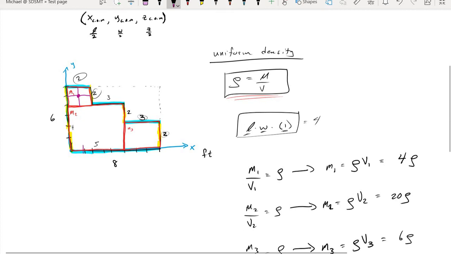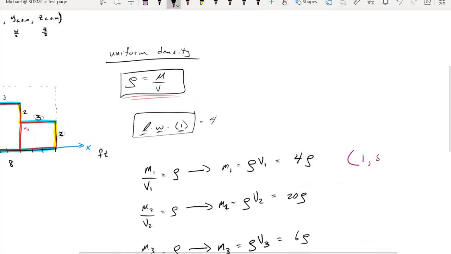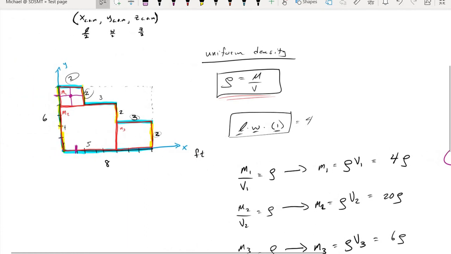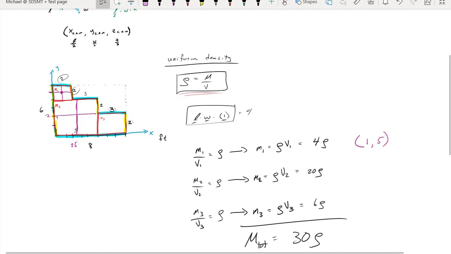Well, mass 1 has an x component of 1 and a y component of 1, 2, 3, 4, 5. So mass 1 has 1, 5 for the ordered pair describing its center of mass location. For mass 2, it is 5 units long, so half of 5 is 2.5. It was 4 units high. Half of 4 is 2. So there's the ordered pair that describes the center of mass for mass 2. It's at 2.5, 2.